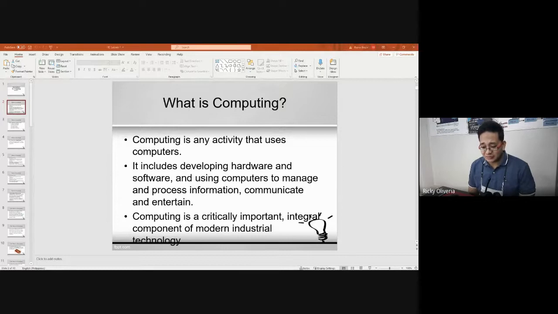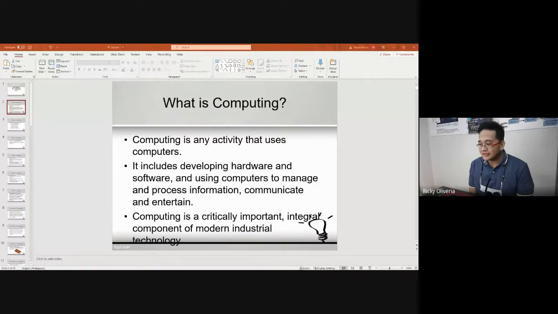Okay, even if you are not using Facebook, even if you are not using the internet, automatically, if it is connected to the internet, it is already communicating worldwide. Okay? So, next, computing is a critically important integral component of modern industrial technology. Is that correct? Nowadays.